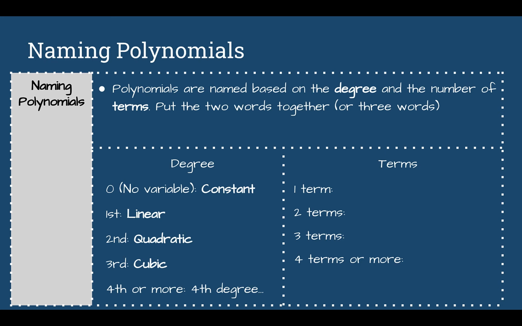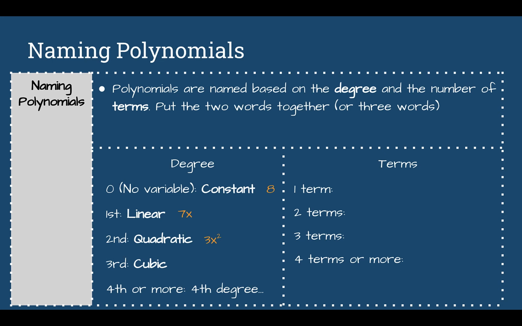We have some words here that based on the degree, we are going to use to name it. So if the highest exponent is 0, then that is called a constant. So like just the number 8 is a constant. If the highest number is 1 with that hidden exponent, then it's linear.